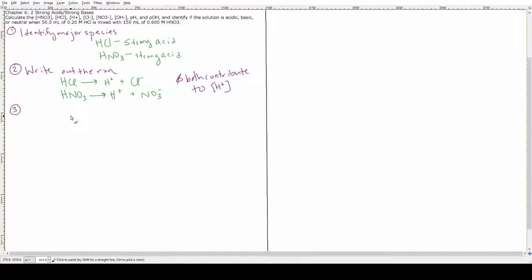Okay, so step 3, we usually write out the equilibrium expression. But in order to write out an equilibrium expression, it must actually go to equilibrium. I only see a one-sided arrow here. It doesn't go back and forth. So there is no equilibrium expression. None. Does not go to equilibrium.